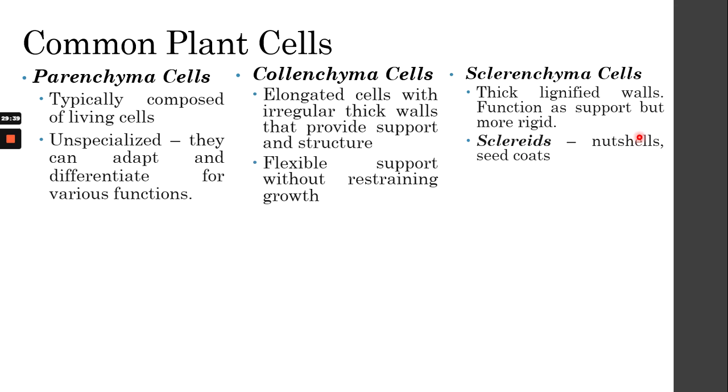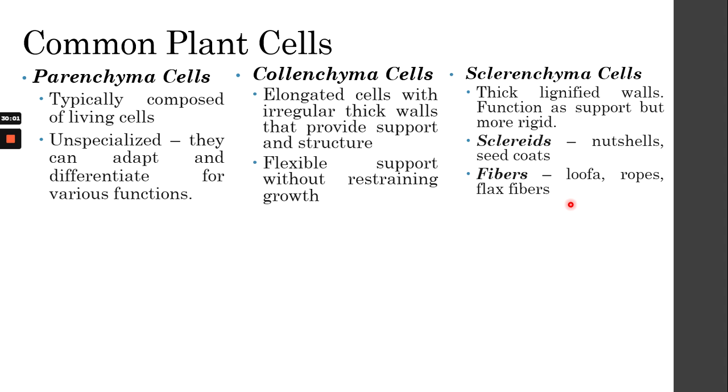nutshells and seed coatings. If you have eaten peanuts, peanuts have an outer covering. If you have opened almonds, the shell that covers that nut is a type of sclerenchyma cells. It's very thick. It's a function of support, and it's very rigid.